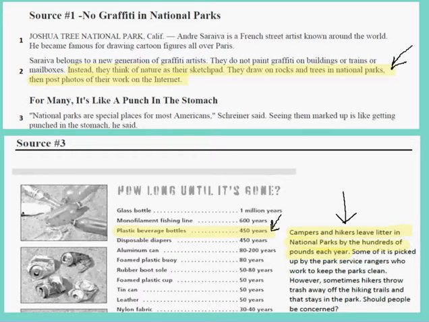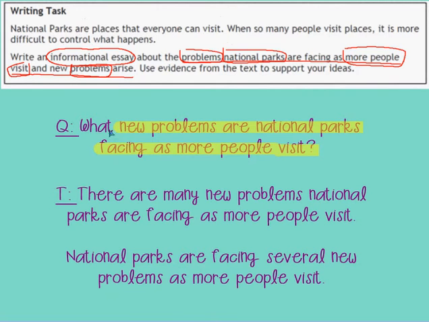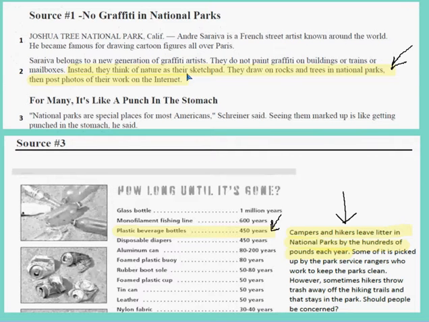So in particular, I used the evidence from source 1. "Instead, they think of nature as their sketch pad. They draw on rocks and trees in national parks, then post photos of their work on the internet." And I keep telling them, you need to think about that question. So if my question is, what new problems are national parks facing? Well, I have my first one here. They're drawing on rocks and trees. They're using it like a sketch pad. That is one problem I can pull out. And all of this is called graffiti, which a lot of them can kind of connect those two things.